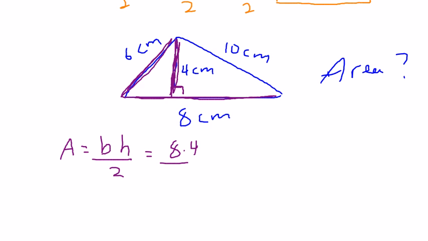8 times 4 divided by 2. 8 times 4 is 32, and 32 divided by 2 gives me 16. 16 centimeters squared.